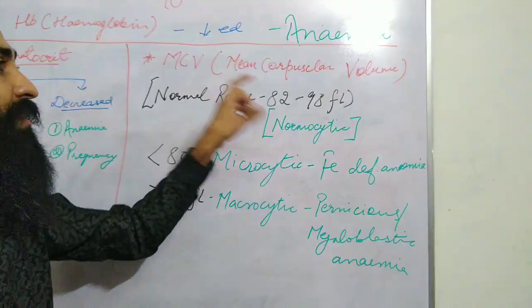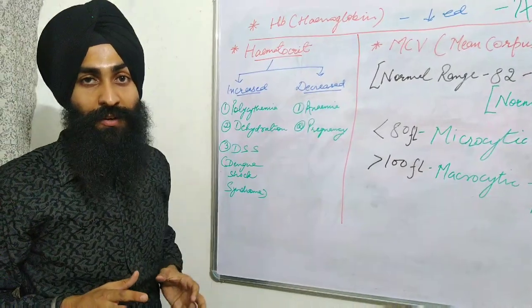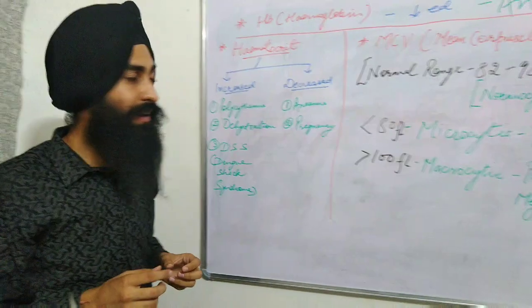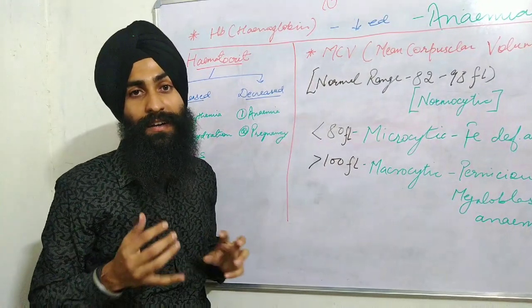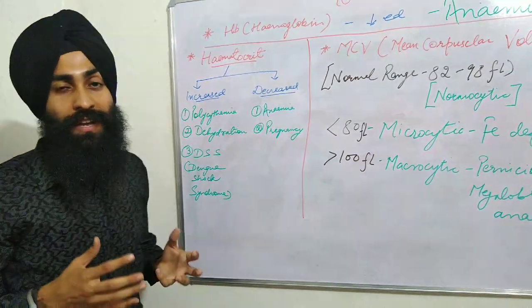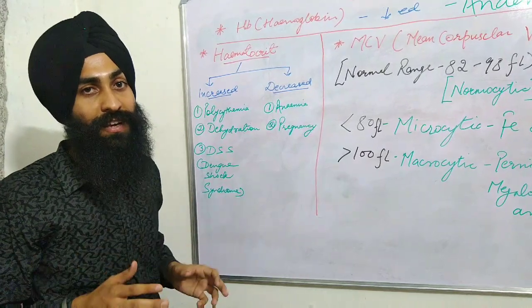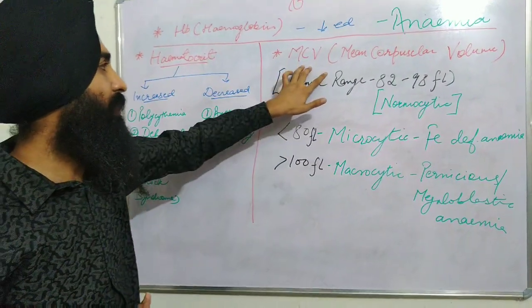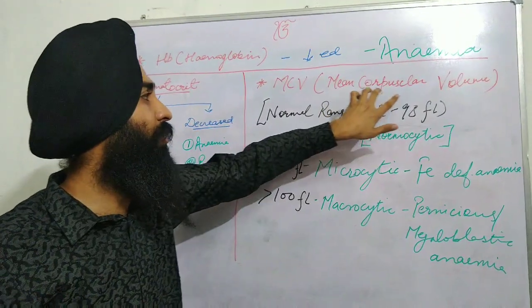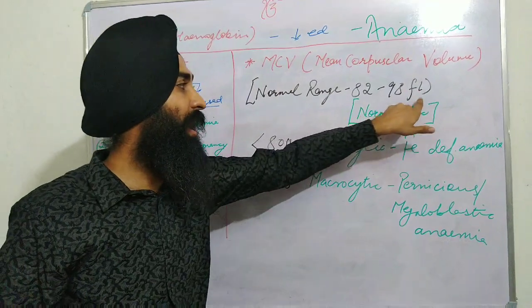Next one is MCV, mean corpuscular volume. I already discussed in the previous video that these are red cell indices, that is MCV, MCH, MCHC and RDW, which we often ignore in the CBC, and these are very much helpful to differentiate different types of anemia. So let me go through the MCV. MCV is mean corpuscular volume. Normal range is 82 to 98 FL.